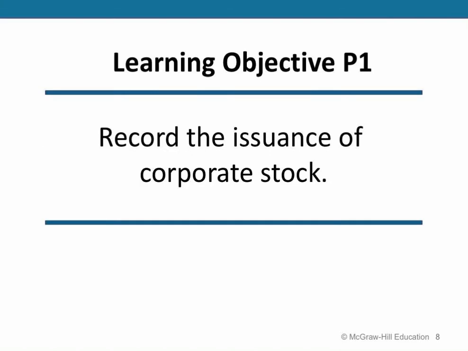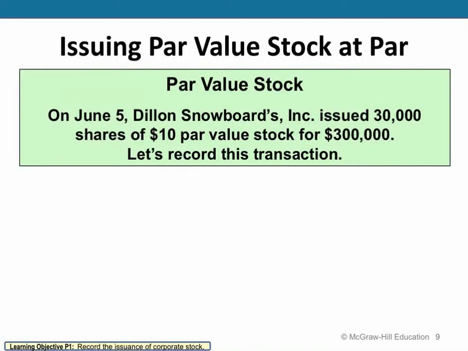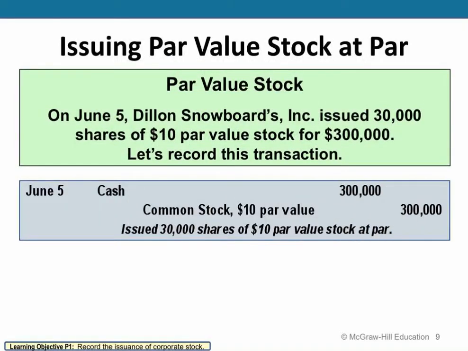So let's take a look at recording the issuance of corporate stock. So for par value, if we have issued 30,000 shares of $10 par value stock, and that's the amount we sell it for, so $300,000 is what we are able to earn in this issuance. We would debit cash by $300,000. Here we're selling at par, so $10 is going to be the fair market value. $10 is also going to be what's listed as the par value. So our credit is just going to be that common stock with a par value associated with it.